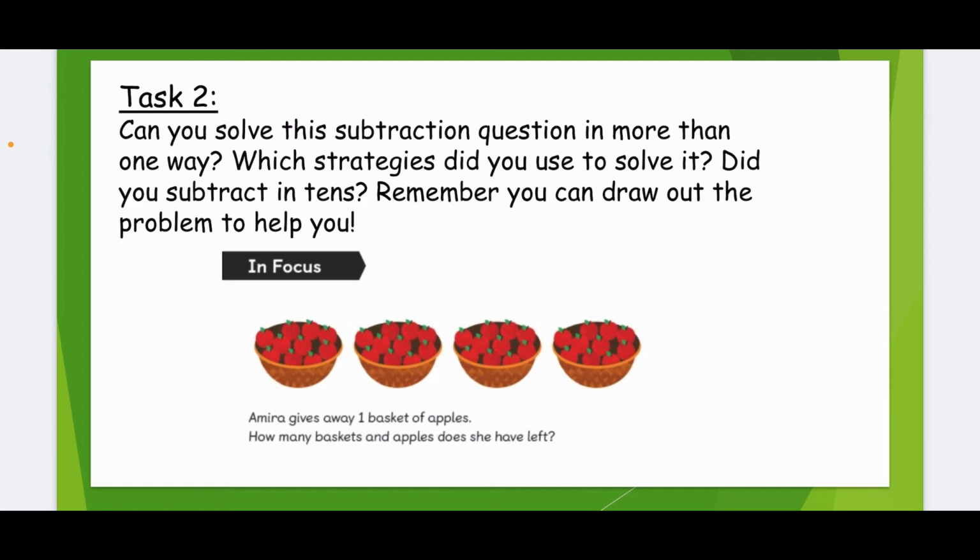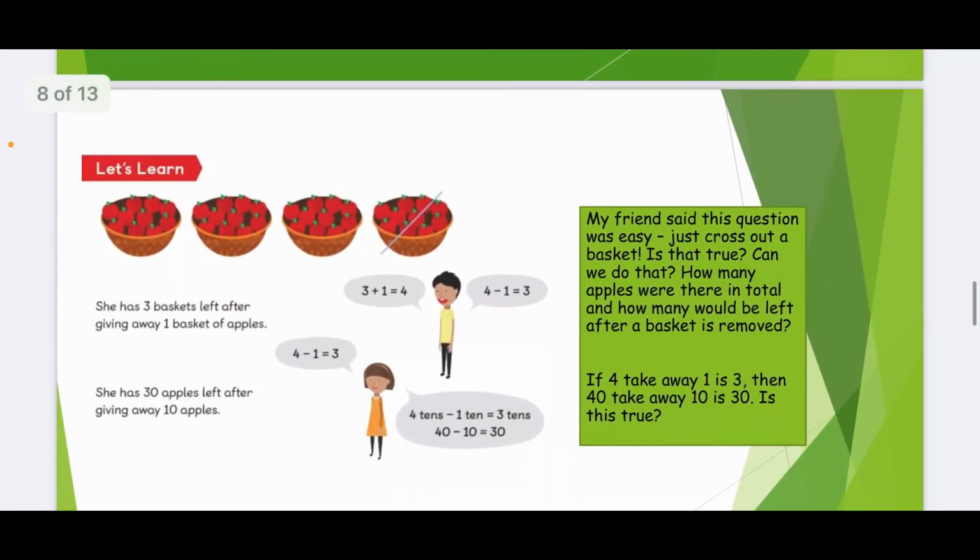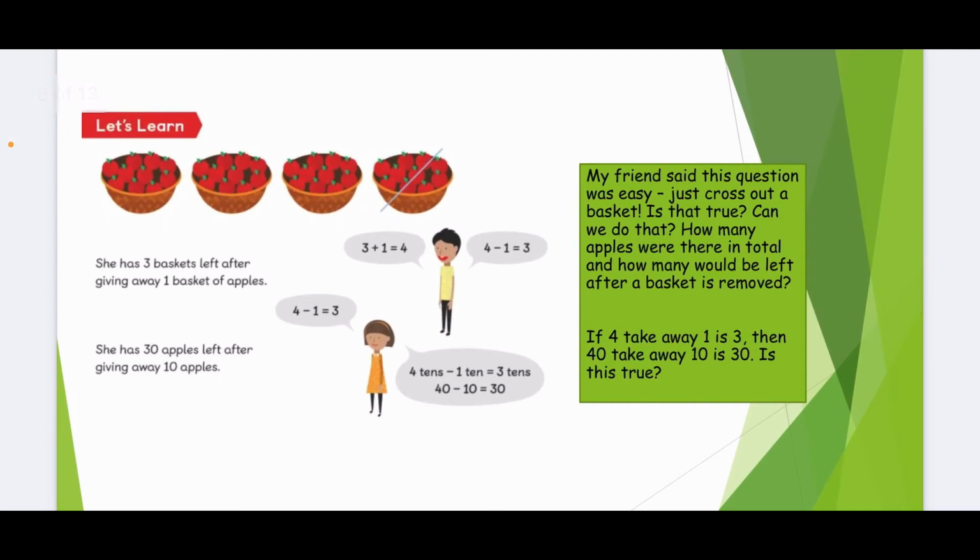So what kind of strategy do you think you could use to solve this problem? Can you take away 10? So let's learn together. Now my friend said this was an easy question. She said you can just cross off one of the baskets. Is that true? Can we do that? How many apples were there in total and how many would be left after a basket is removed?